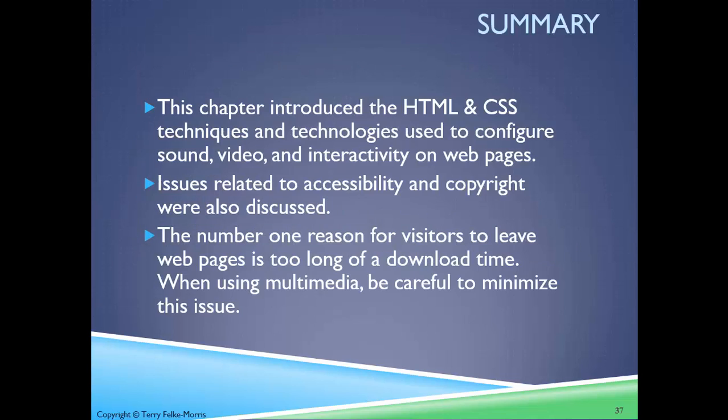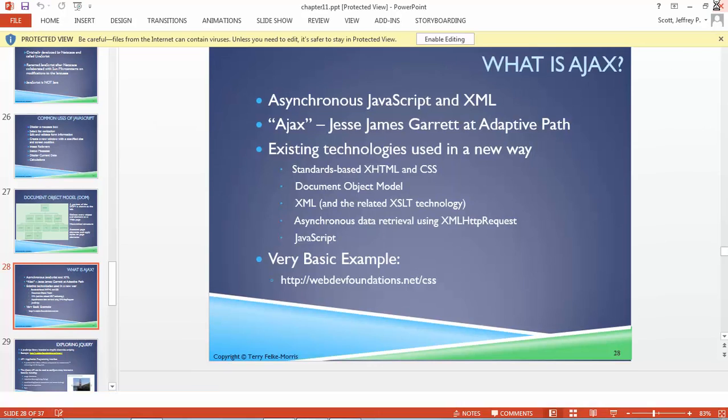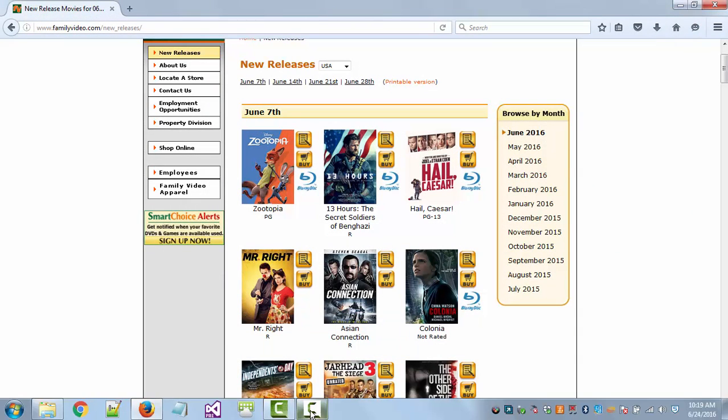So again, this chapter was a little bit of an intro on HTML and CSS and how to use those along with audio and video. We talked about accessibility and copyright quite a bit. And as it says, the number one reason visitors leave web pages is too long of a wait for downtime. So when you're using multimedia, that can really increase the load time, the time it takes for the web page to come up. So use it, but don't abuse it. All right, so that's it for this chapter, and we'll be back with the next chapter very shortly.